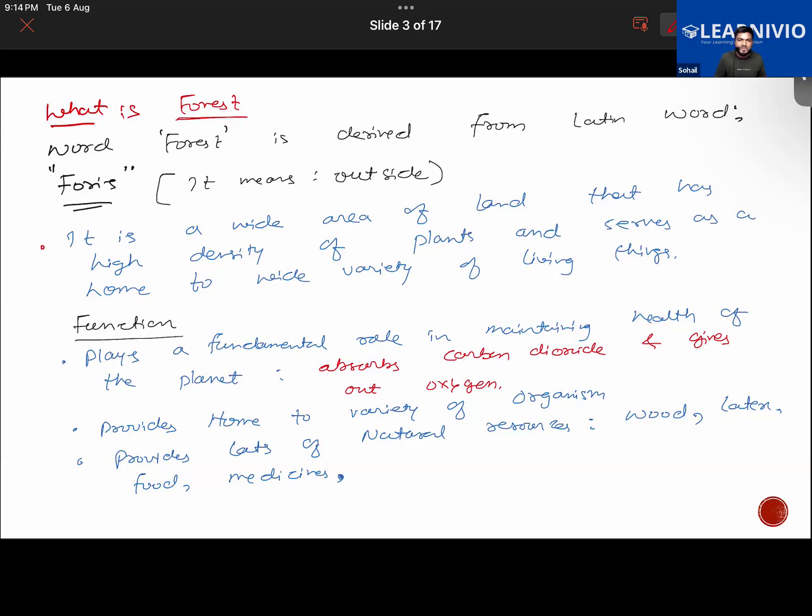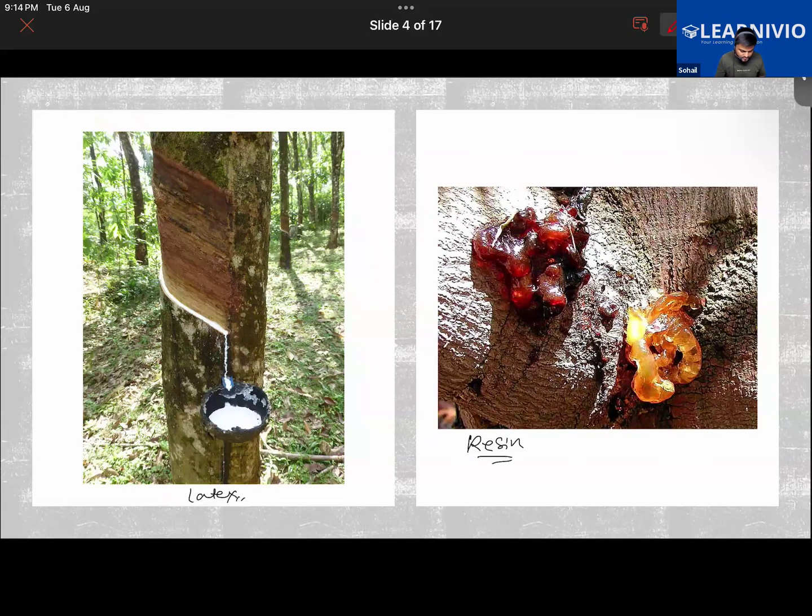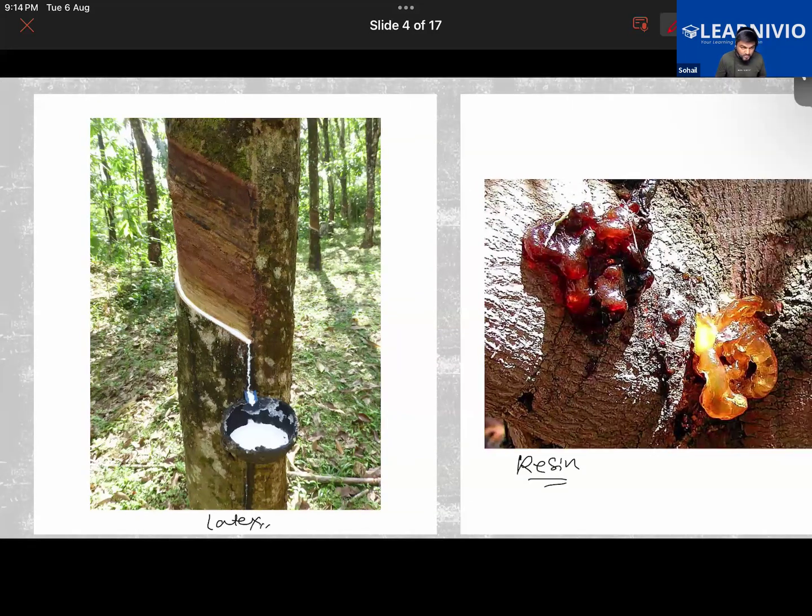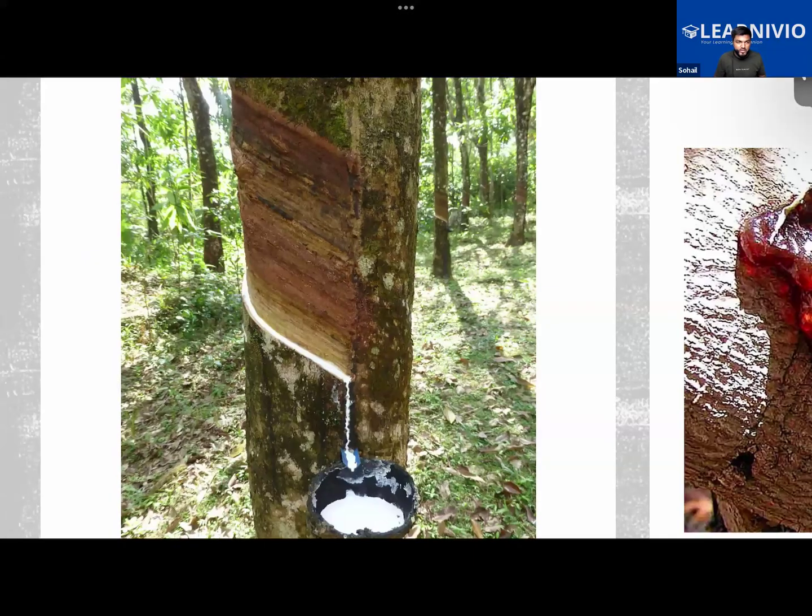Someday I will show you a video of how paper is obtained from the wood. Okay, getting it? Hope you guys have written that much. Write it down then.